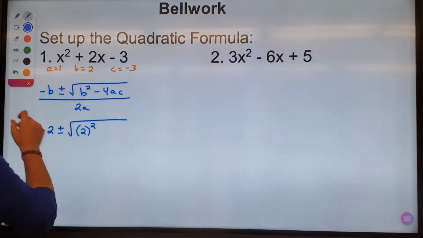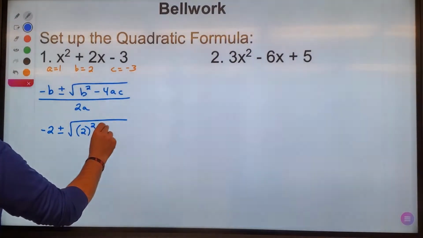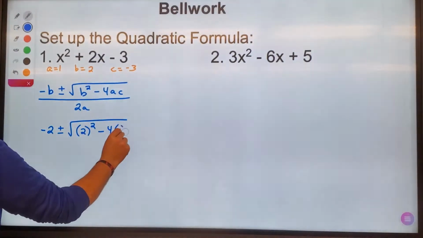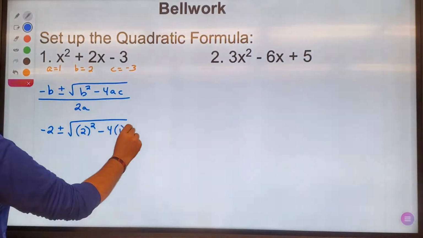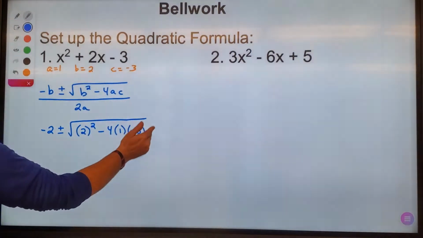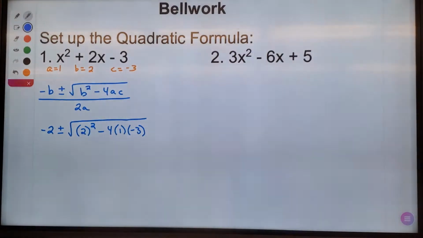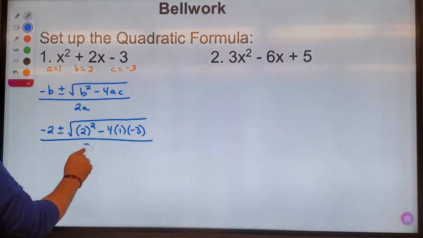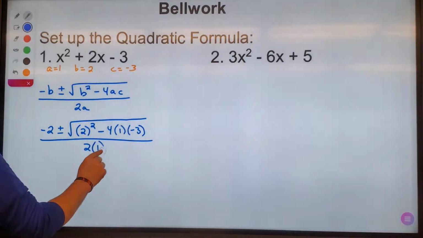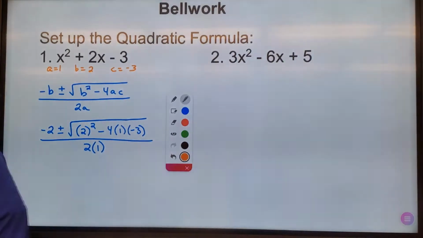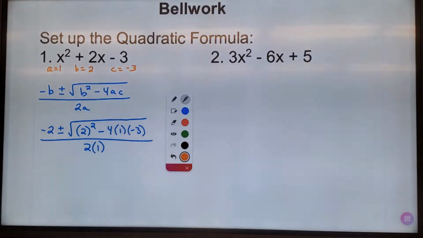So parentheses 2, squared, minus 4 times the value of A, which was 1, times the value of C, which was -3. Please note that I extend this all the way out past that last set of parentheses, divided by 2 times the value of A, so 2 times 1. Okay, and again, all we're doing is setting it up right here for bell work purposes.